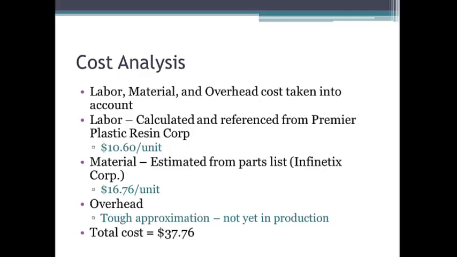So next, I'm going to discuss the cost analysis that we did based on 1,000 units of production. This cost analysis is a fully allocated cost based on labor, material, and overhead. First, the total labor cost was calculated from information from Premier Plastic Resins Corporation. First, at a shop rate of $75 for setup for the injection molder, this is calculated to take 2 to 4 hours and comes out to 15 cents per unit.